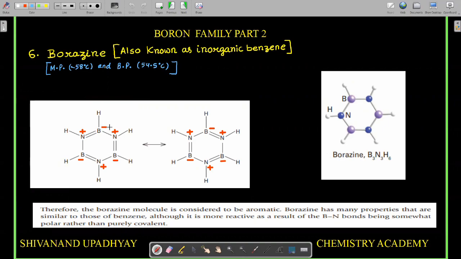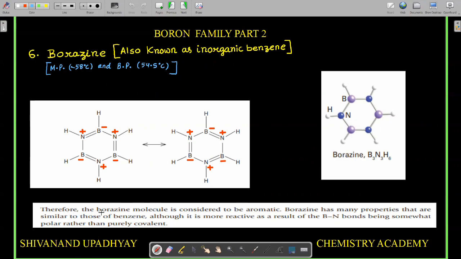Only difference is that in case of benzene, these are carbon atoms, so polarity is not there like this, plus and minus was not there, right? So this is more polar, means this is relatively reactive than benzene. This is also existing in liquid state like benzene, and it is an aromatic compound like benzene, and it has resonance like benzene. It has 2 structures shown here, right? So this is about borazine, B3N3H6, which is also known as inorganic benzene.